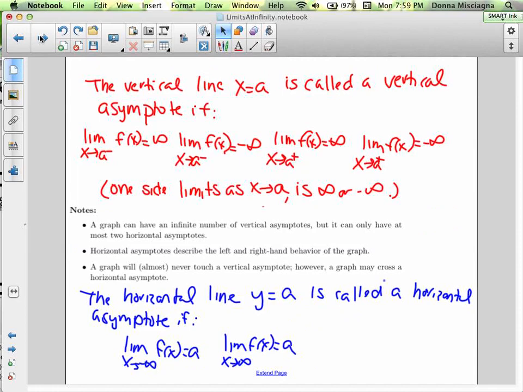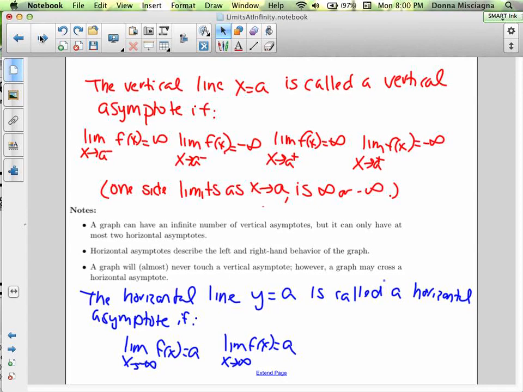A vertical line x equals a is called a vertical asymptote if the limit as x approaches a from the negative side of f of x is infinity, or the limit of f of x as x approaches a from the negative side is negative infinity, or the limit of f of x as x approaches a from the positive side is infinity, or the limit of f of x as x approaches a from the positive side is negative infinity. So these are all one-sided limits as x approaches a. And if that limit is positive or negative infinity, that's going to show that we have a vertical asymptote.